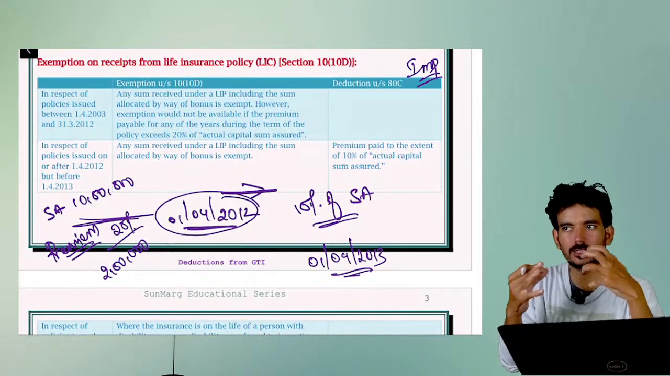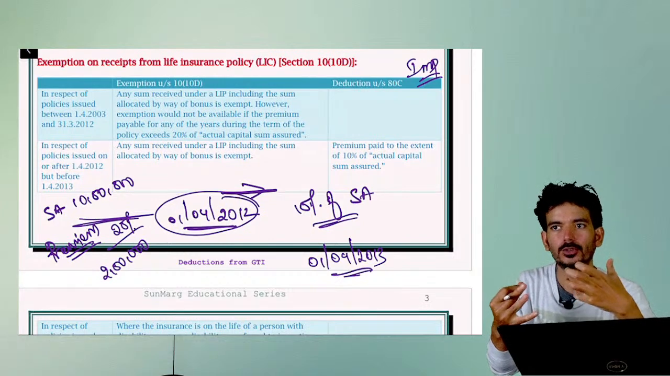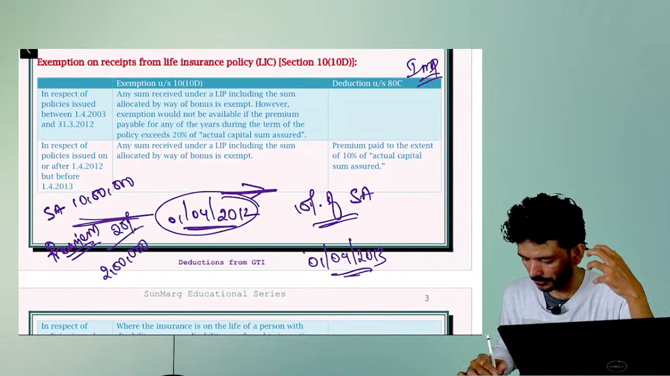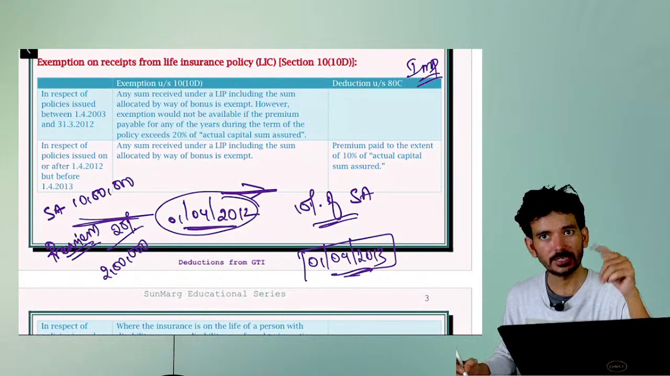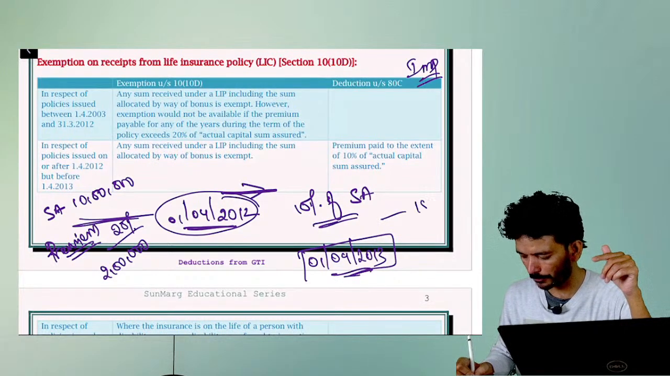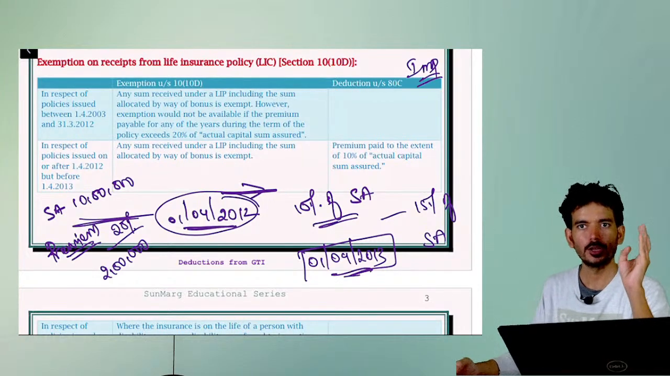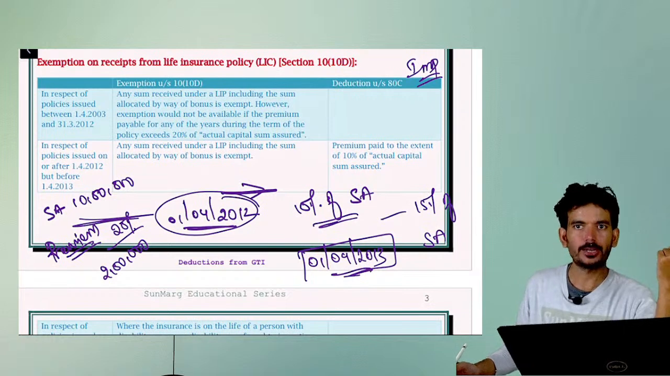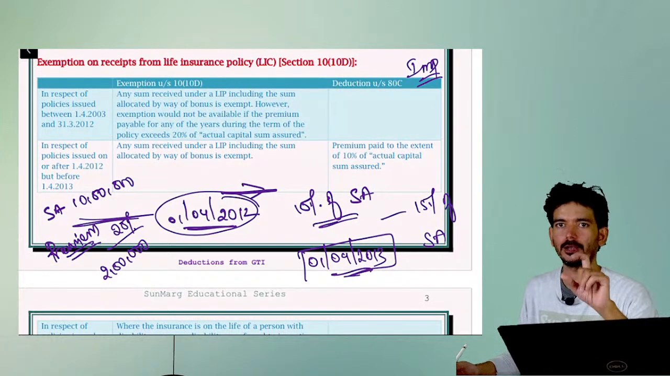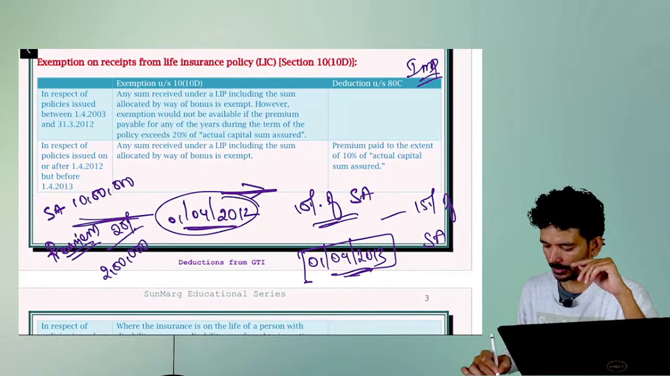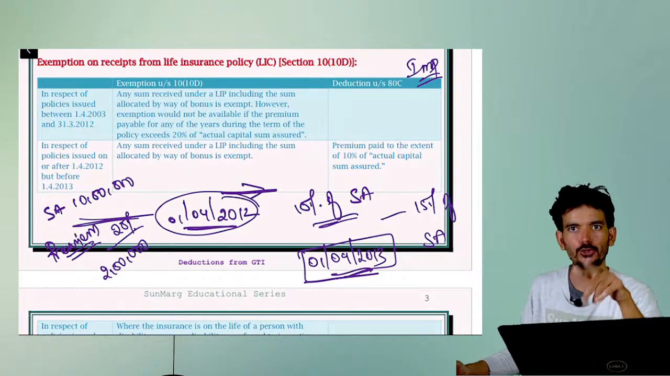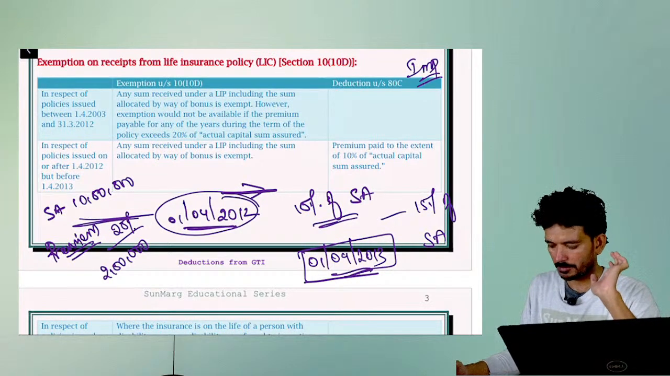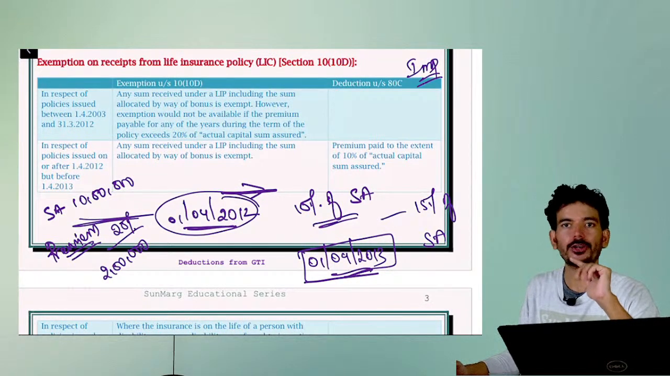80 DDB is for certain ailments a person got attracted to. If he is suffering from these ailments or disabilities, and he is taking the policy prior to this, it is 15% of sum assured. These three have to be on your fingertips. Before 1st April 2012, it is 20% of sum assured, post that 10% of sum assured. And if a person is dealing with 80 DDB and 80 U, it is 15% of the sum assured post 1st April 2013.